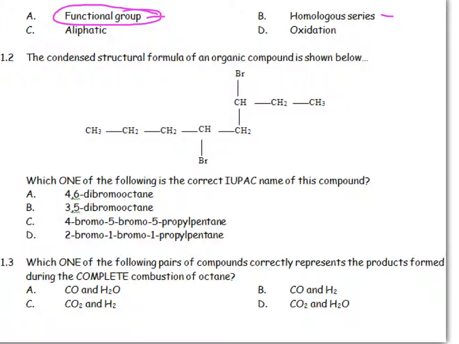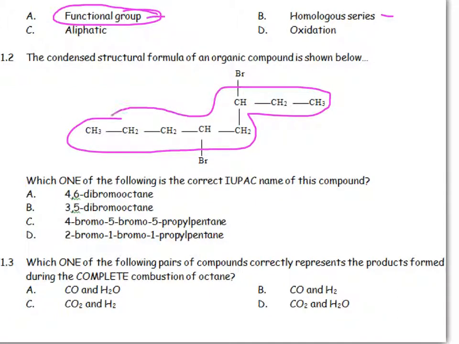The condensed structural formula of an organic compound is shown below, and we can sit here and make a chain, and we see that it is a chain of 8. Then we need to say, are there double bonds anywhere? No, there aren't, so it's going to be octane probably, and then there's this bromine hanging off and this bromine hanging off. So we're going to label these from this side because it's closer to the first bromine.